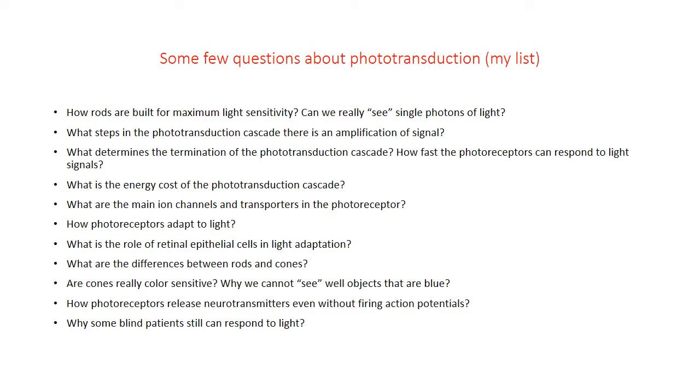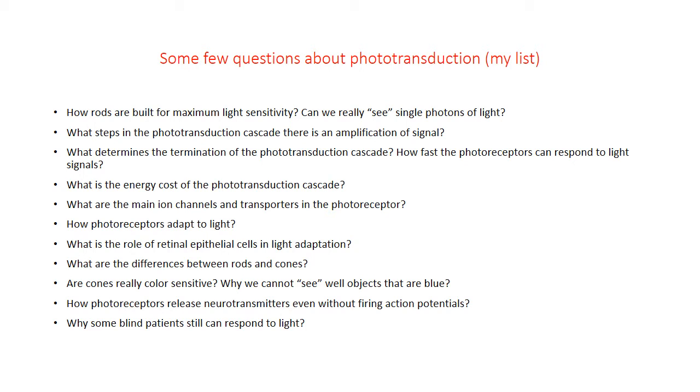What's the energy cost of the phototransduction cascade? What are the main types of ion channels and transporters in these photoreceptors? How do photoreceptors adapt to light? What's the role of retinal epithelial cells in light adaptation? What are the differences between rods and cones?